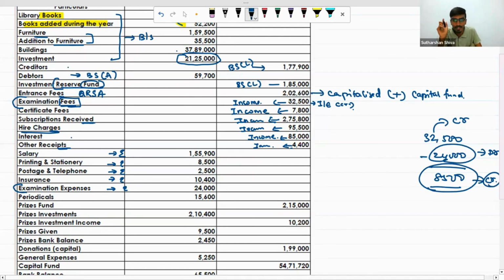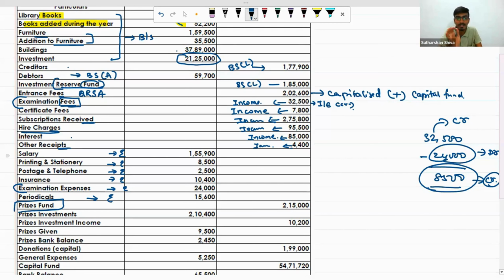Directly I will show 8,500 also. Indirectly, if I credit 32,500 and debit 24,000, automatically it will become 8,500 on the credit side. Okay, then periodicals and all is the day-to-day expenses. So periodicals we will write it as an expense. Prize fund, that's what I showed.